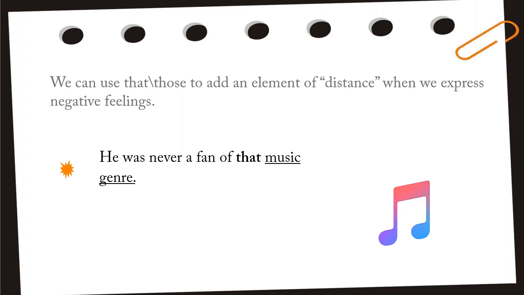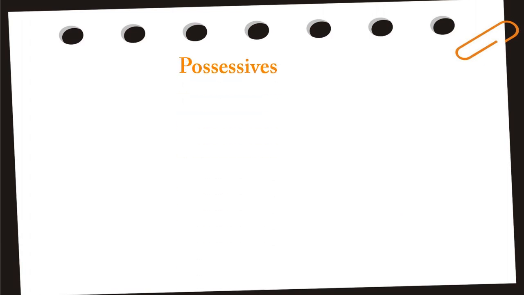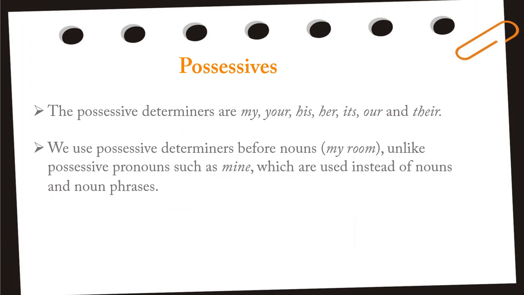certain genre of music. Alright, so now let's start with the second type of determiners for our lesson, which is possessives. There are quite a few possessive determiners, such as my, his, your, her, its, our, and their. We use possessive determiners before nouns. For example, my room, unlike possessive pronouns such as mine, which are used instead of nouns and noun phrases.